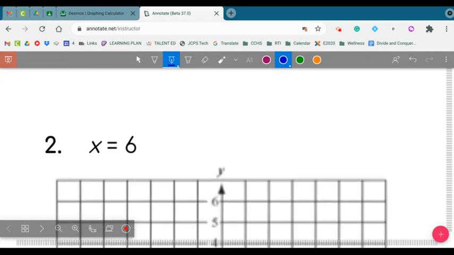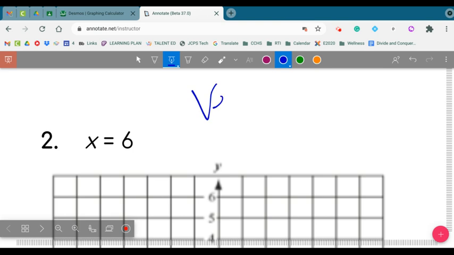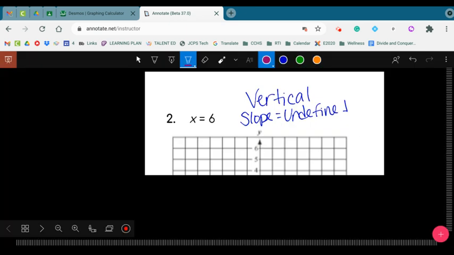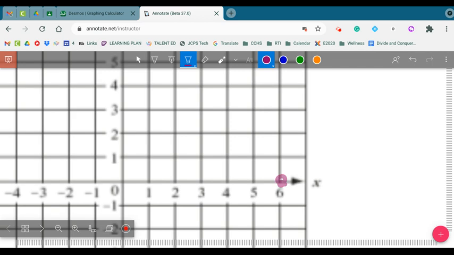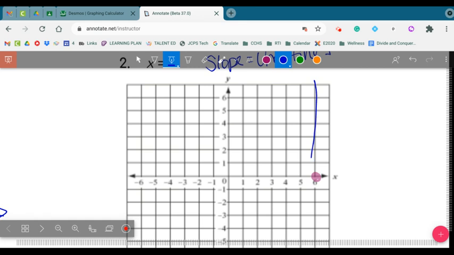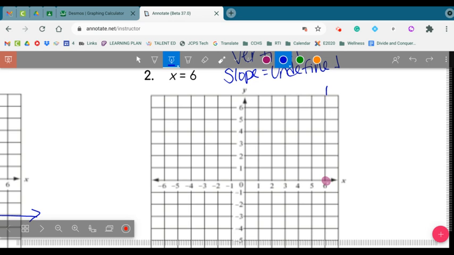Next one, we have an x equals. So if you remember, x equals is a vertical line. And our slope is undefined. So we're going to plot 6 on our x-axis. And because we don't want to just stay on our x-axis, this one is a vertical line. I'll try to draw a straight vertical line today. And it's going to go up and down. Make sure you have your arrows on the end.